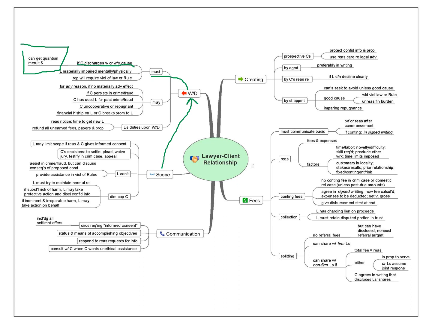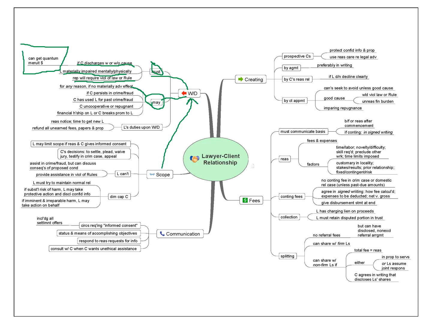We've also got to get off the case if the lawyer is mentally or physically impaired, or the representation would require a violation of other law or a rule of professional conduct, for example, if there's a conflict. Now that's the must, mandatory withdrawal. What about permissive withdrawal, the may, when you can stay on the case but you want off? And this is the simplest principle. You can get off for any reason if there would be no material adverse effect to your client's case.